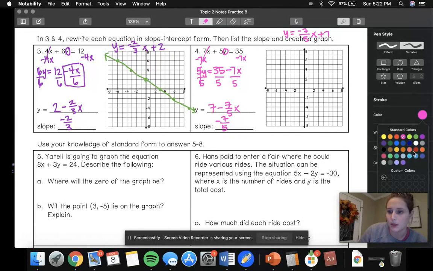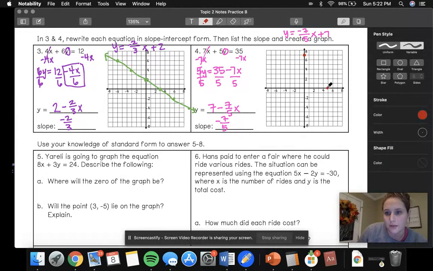So to graph this equation, we would have to start at our y-intercept, or our starting value, which is 7. And then it says to go down 7, right 5. So I'm going to go down 7, kind of use my imagination, probably be right back there.